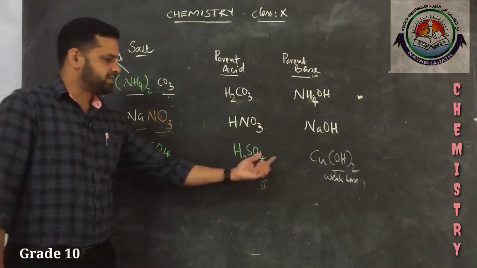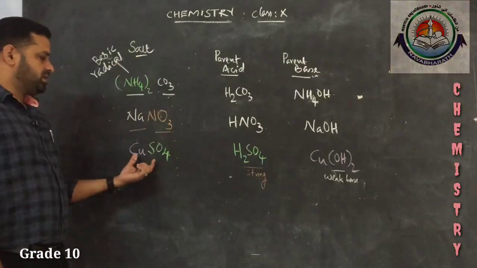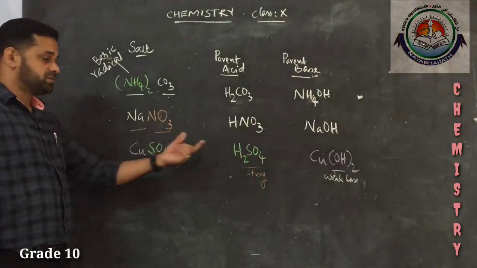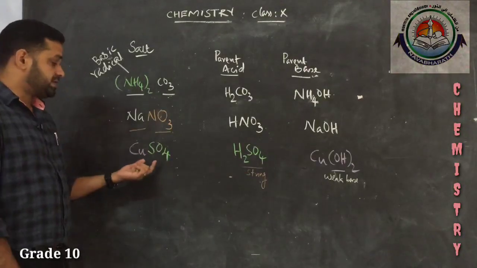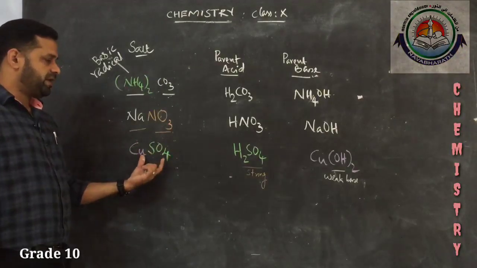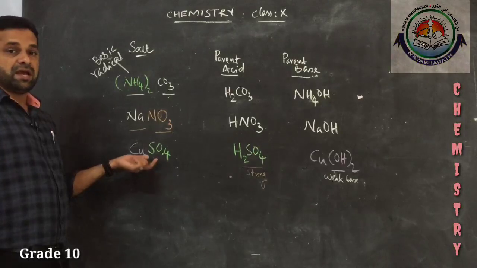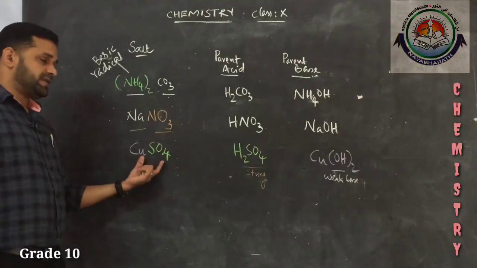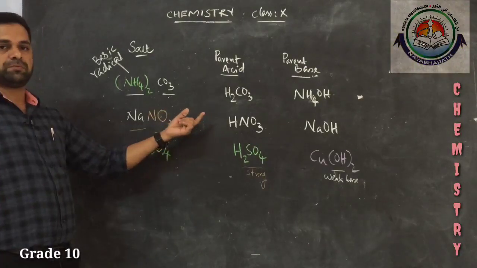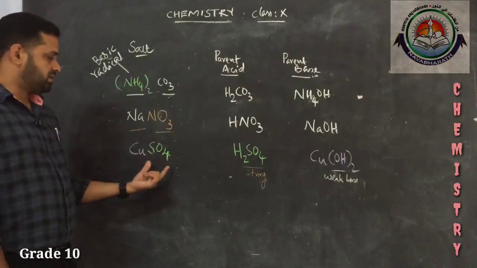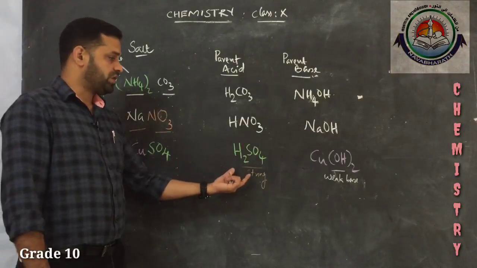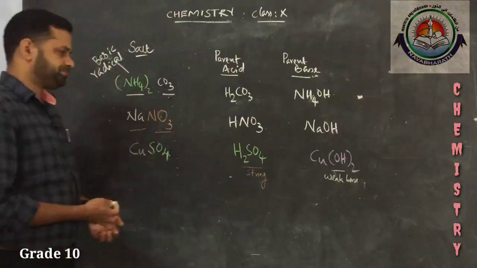So strong acid and weak base, we get what? This is an acidic salt, because the acid is strong. So the pH value of this solution will be less than 7. In these two cases, it is approximately equal to 7. But here it will be less than 7. Why? Because it is formed between a strong acid and a weak base.